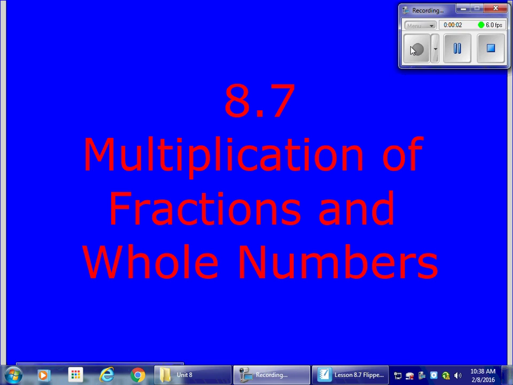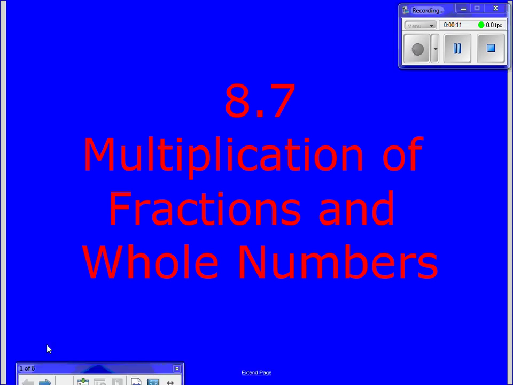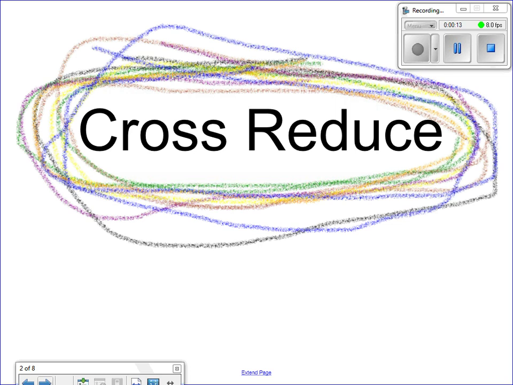Good evening, fifth graders. Tonight we're going to be multiplying fractions with whole numbers. It's the same concept we've been working on before. Once again, we're going to be doing some cross-reducing tonight. You will notice that cross-reducing will really help when you're multiplying a fraction against a whole number.